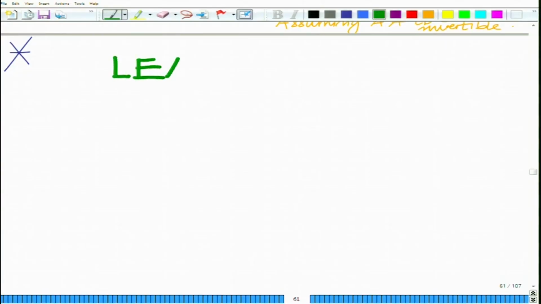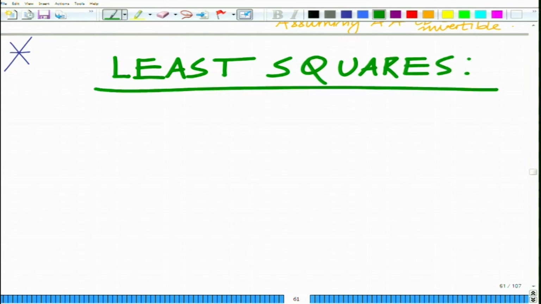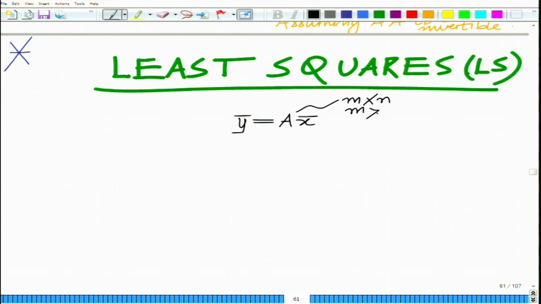So, we are looking at least squares, which is a very important optimization problem. You can also think of this as an approximation or modeling problem. What we have seen is that when we have an overdetermined system of equations, y bar equals A x bar, with A being an m cross n matrix and m greater than n, this is overdetermined.